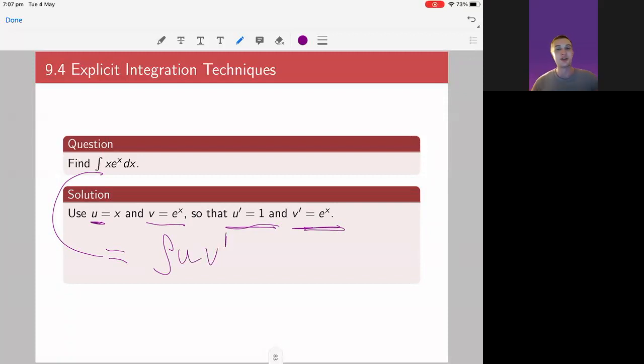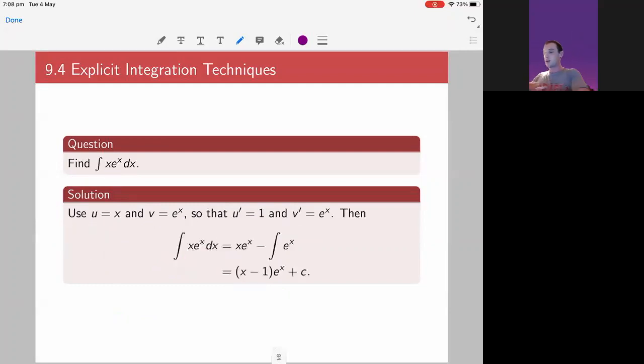It's also equal to u times v, but for the purposes of integration by parts, I really want a v dash here. And remember, this is just equal to uv minus the integral of u dash v. Why would that be helpful? Well, u dash times v is just 1 times e to the x, and that's a particularly easy thing to integrate.